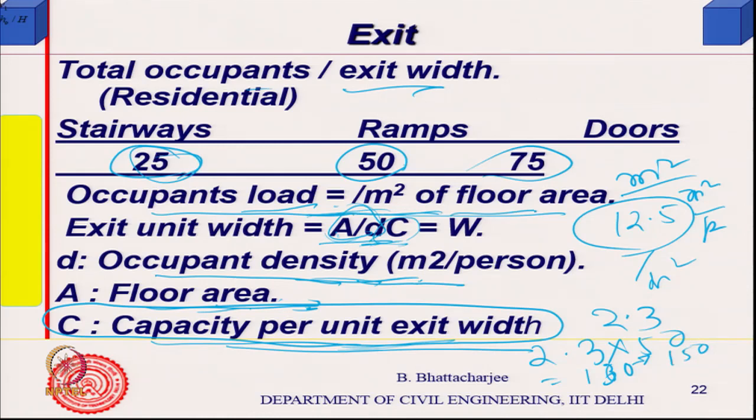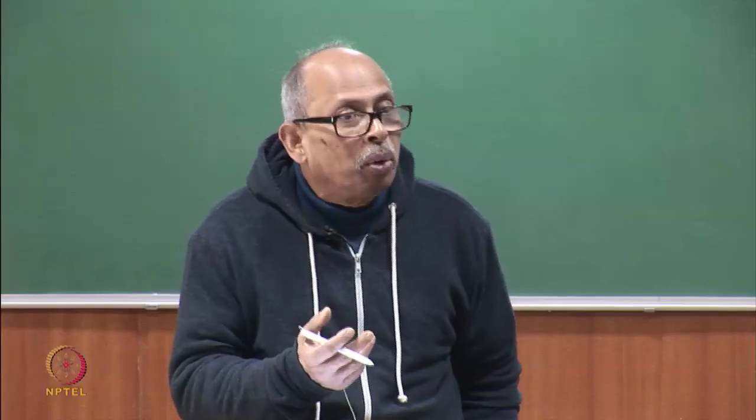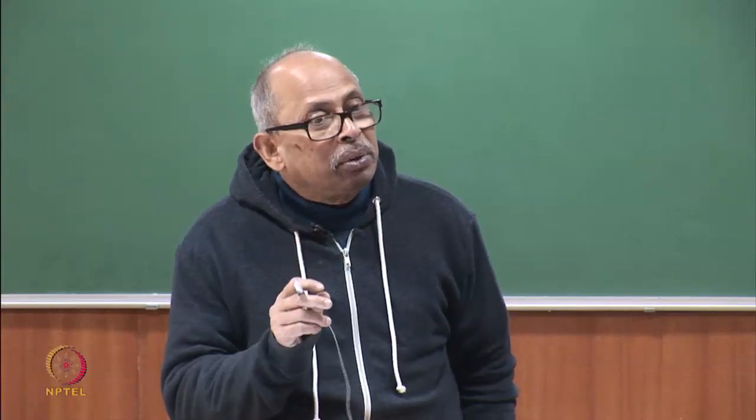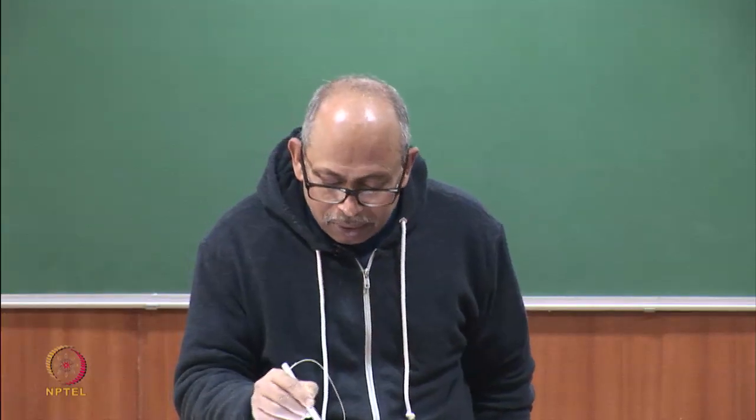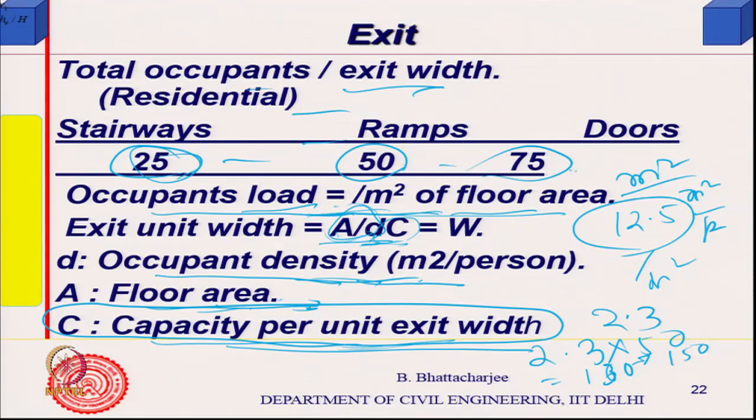A is the floor area that you know. The occupant load per meter square of floor area is given in the code in tabular form. For example, it is 12.5 for residential, and for assembly it will be much lower occupant per unit area. One over that gives you the occupant density, and area divided by occupant density gives the number of occupants. How many occupants can pass through a unit exit width is again given in the code in tabular form. For residential, I picked one row of the table: staircase 25 people, ramps 50 people, and doors 75 people.